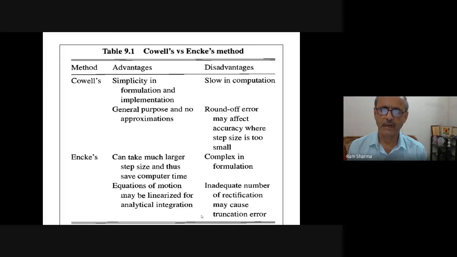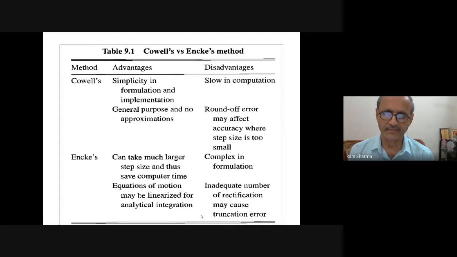Round-off errors may affect accuracy where the step size is too small. Sometimes, like with atmospheric drag, near the perigee the drag is maximum, because the satellite passes through very heavy density. So there you cannot take a larger step size, or wherever any sharp curve is there, otherwise you miss the curve. The perigee part of the ellipse you have to do very accurately, so you have to use a lot of steps.